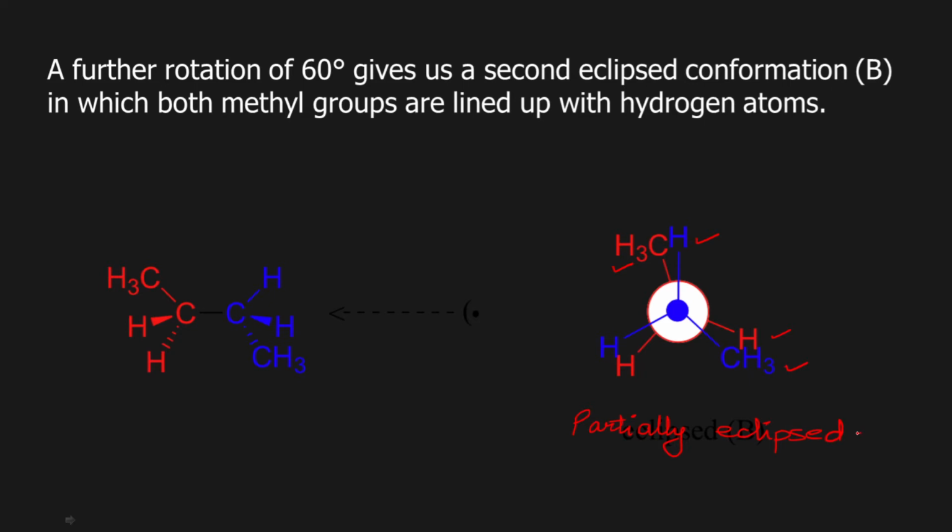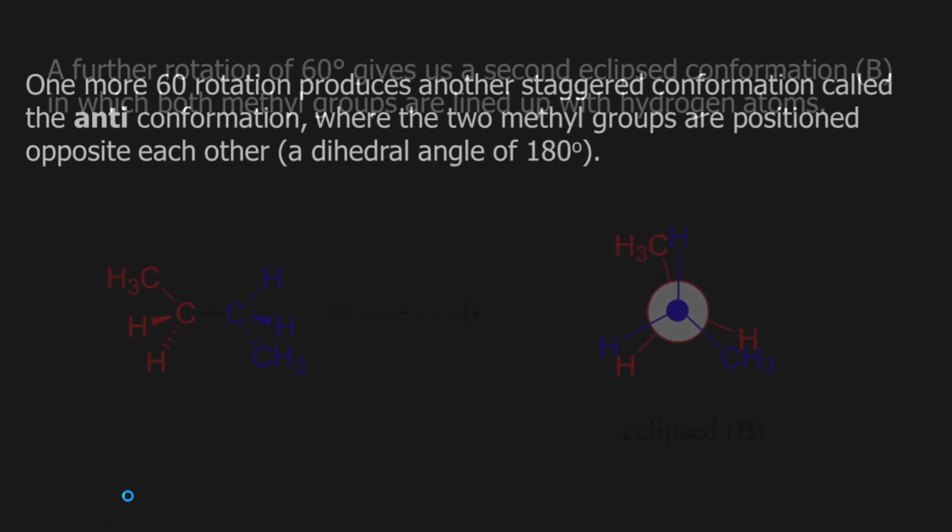When both the methyls are in line with one another, that is completely eclipsed form, or it is normally known as eclipsed. When the methyl and hydrogen are in line with one another, that is known as partially eclipsed form. So this is going to be partially eclipsed form. The value of theta over here is 120 degrees, right? So the dihedral angle over here is going to be 120 degrees now.